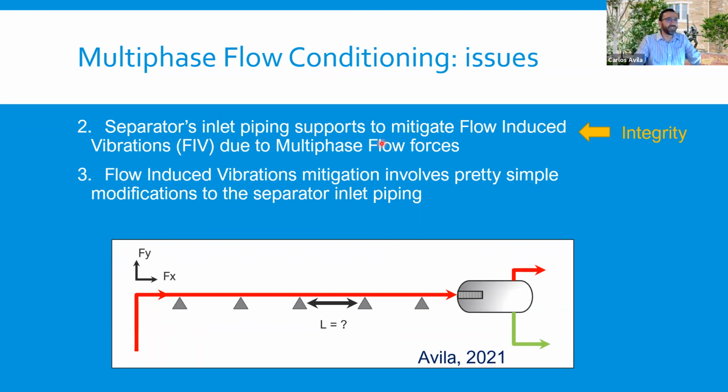Finally, we have other issues related to integrity, such as flow-induced vibration. Those are the forces, as I mentioned earlier, due to the slugs that have a high momentum. These forces can be in different directions, and you need to address them properly so you know how much spacing between supports and what kind of supports you need, to avoid damage to your piping and upstream facilities. You also want to characterize them to avoid damage to the separator or the internals, if they're going to be exposed to those forces.